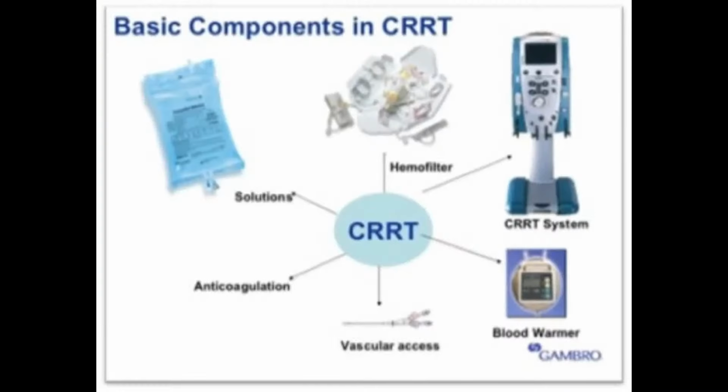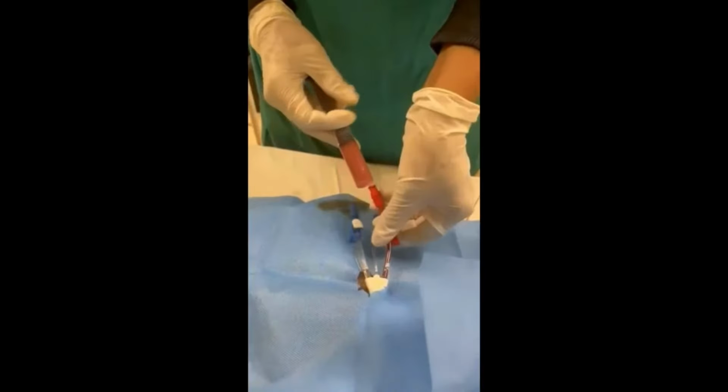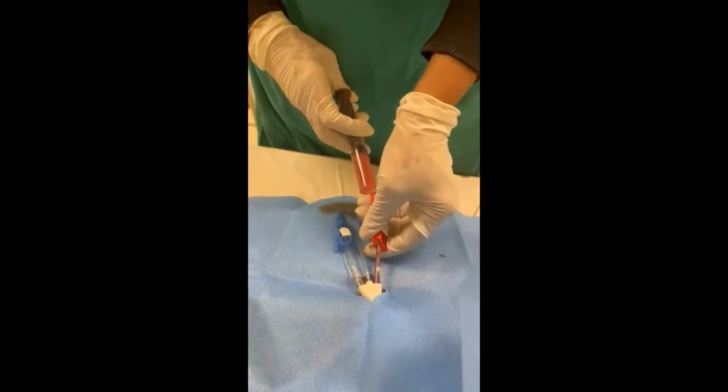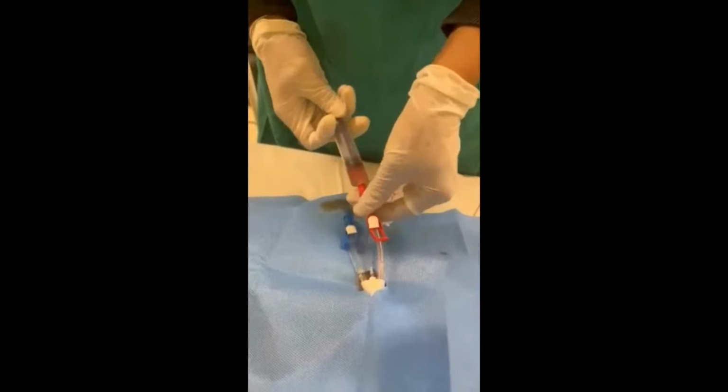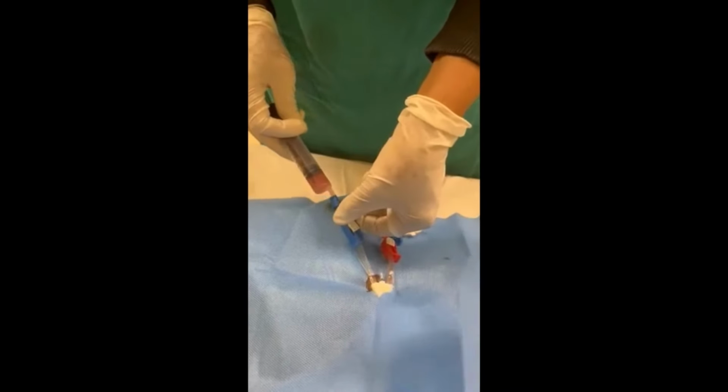The key components of the CRRT circuit consist of the blood tubing, the CRRT machine with hemofilter, replacement fluid and dialysate, effluent bag, and a vascular access catheter with red and blue lumens. The arterial line draws blood from the patient, while the venous line returns the treated blood back into the patient's bloodstream.